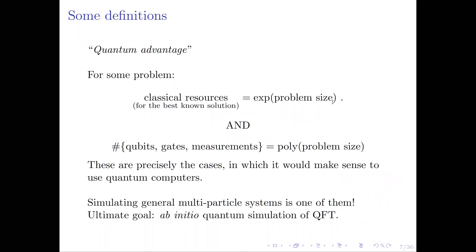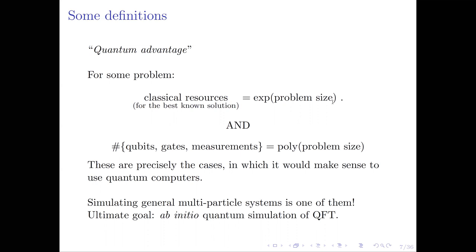An important term that we use is quantum advantage. Basically, quantum advantage is a situation in which it would make sense to use a quantum computer instead of a classical computer. Typically, it is a situation in which we have some problem and the classical computational resources required to solve this problem grow exponentially in problem size. This can be memory or computational time, number of classical operations, any of these. And here I'm talking about the best known classical solution.